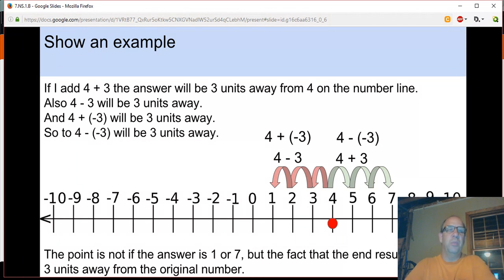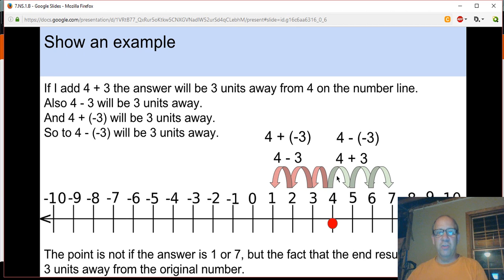So here's our example. If I add 4 plus 3, the answer will be 3 units away from 4 on the number line. So here's 4 plus 3. 1, 2, 3 units away. Also, 4 minus 3 will be 3 units away. 1, 2, 3. Also, 4 plus a negative 3 will be 3 units away. Also, 4 minus a negative 3 will be 3 units away. As long as the second number is 3, it will be 3 units away.